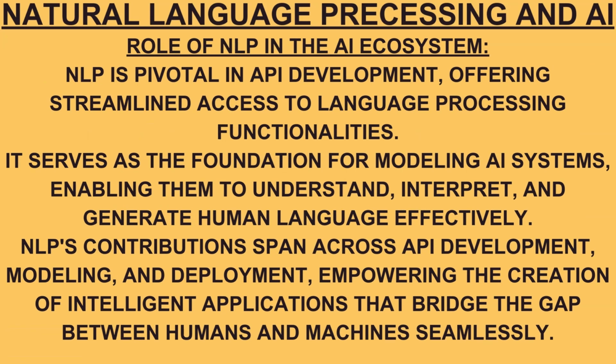Role of natural language processing in the artificial intelligence ecosystem. Natural language processing is pivotal in API development, offering streamlined access to language processing functionalities. It serves as the foundation for modeling artificial intelligence systems, enabling them to understand, interpret, and generate human language effectively. Natural language processing's contributions span across API development, modeling and deployment, empowering the creation of intelligent applications that bridge the gap between humans and machines seamlessly.